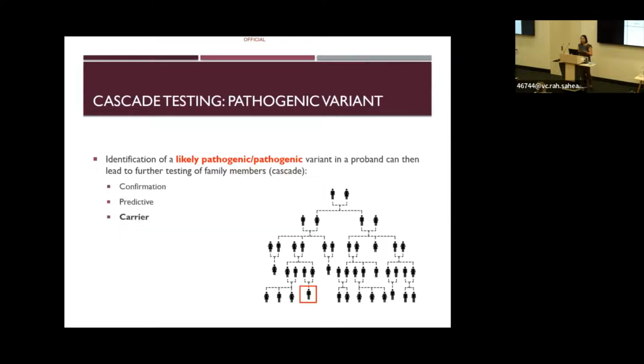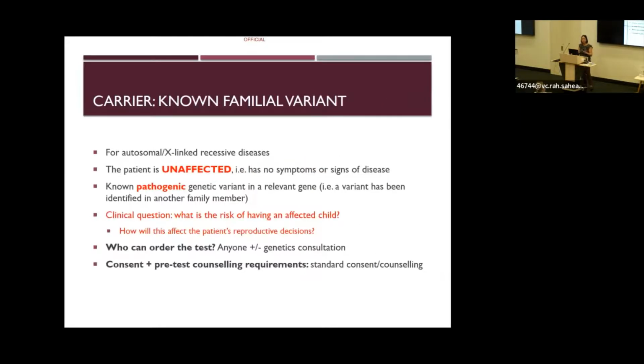Then lastly, we've got carrier testing. And so that's for autosomal and X-linked recessive diseases. They're similar again, they're unaffected, but the difference here is that they will not go on and develop disease because they're just carrying the pathogenic mutation. So the whole point here is, what is the risk of having an affected child? How will these results affect this patient's reproductive decisions? So again, anyone can pretty much order this test plus or minus in conjunction with clinical genetics and standard consent counselling requirements.